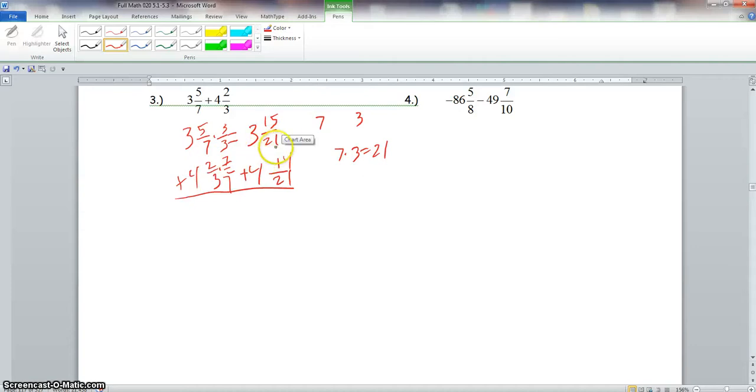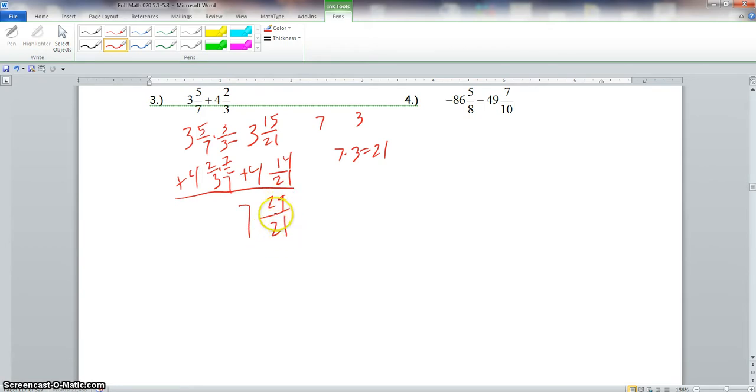Now, picking up where we left off, our common denominator was 21. Now, we have 3 and 15 over 21 plus 4 and 14 over 21. So we add our fractions. That would give us 29 over 21. And then 3 plus 4 is 7.